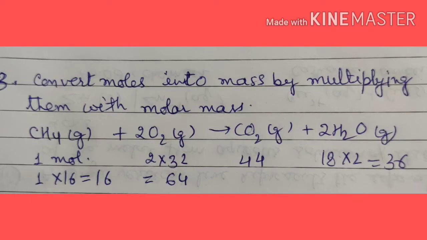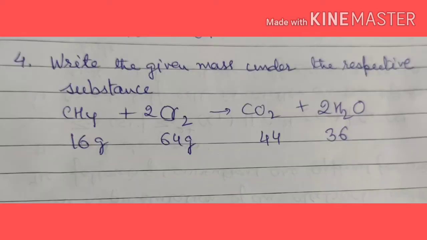Now the fourth point is to write the given mass under the respective substance. So you write the mass of methane is 16 gram, then mass of oxygen is 64 gram, mass of carbon dioxide is 44 gram and mass of water is 36 gram.